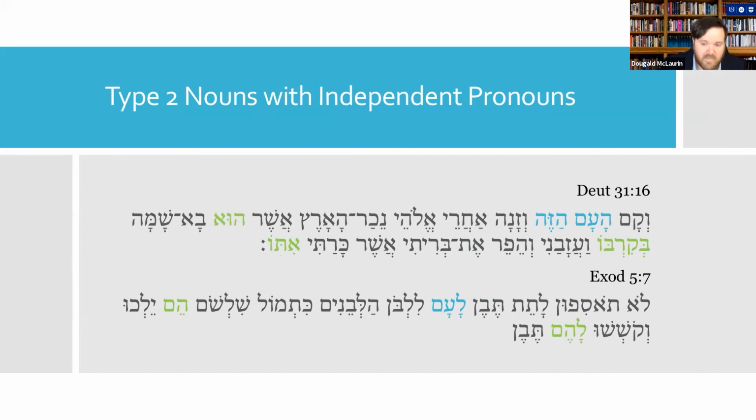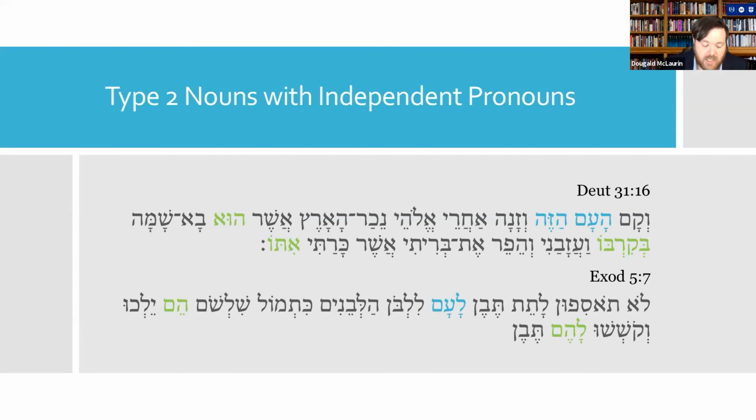ha'am. As opposed to Exodus 5:7, where we see la'am being the antecedent for the independent third masculine plural pronoun hem, and then we see the third plural suffix pronoun lahem later on in the sentence. Though the occurrences of am with an independent pronoun are few, these examples show both formal number agreement and disagreement with independent pronouns. The use with other syntactical elements, such as the singular demonstrative in Deuteronomy 31:16, may focus the interpretation of the noun on the collection level.